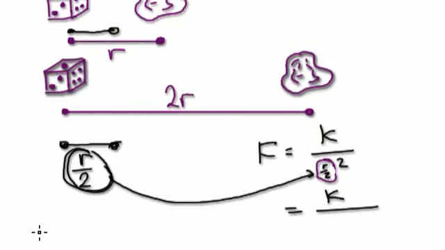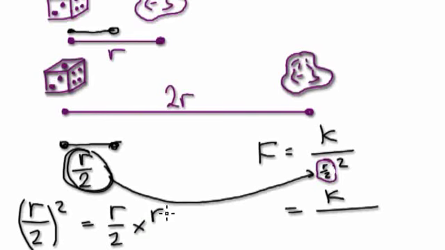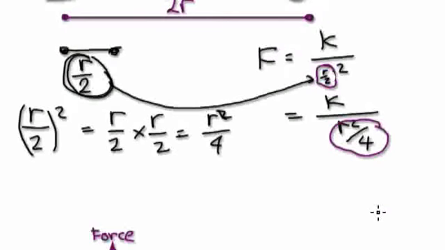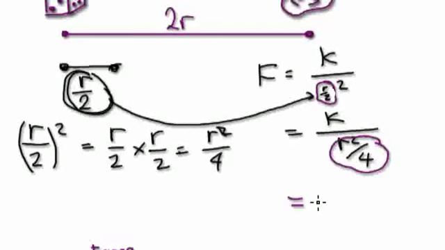So what's R over 2 squared? You see, R over 2 squared equals R over 2 times R over 2 here. That equals R squared over 4. Okay, so this thing here becomes R squared over 4. Whenever you have a fraction within a fraction, you've got to visualize it like this: K divided by R squared over 4.